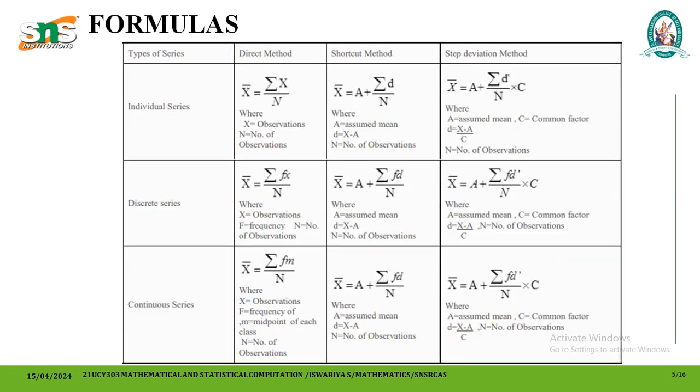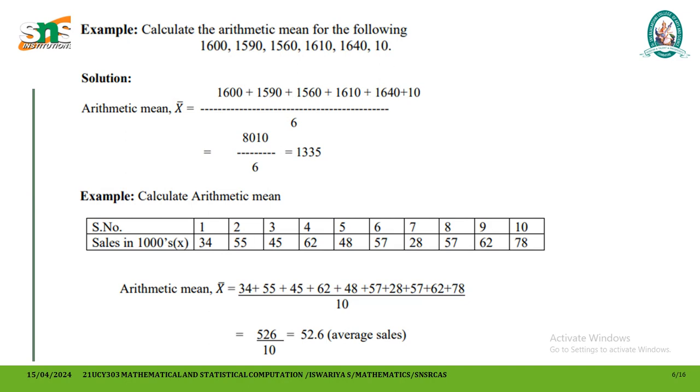So these are the formulas for the arithmetic mean. The first one is the individual series formula, the second one is the discrete series formula, and the third one is the continuous series formula. So first we are going to see an example. We have to calculate the arithmetic mean for the following data.